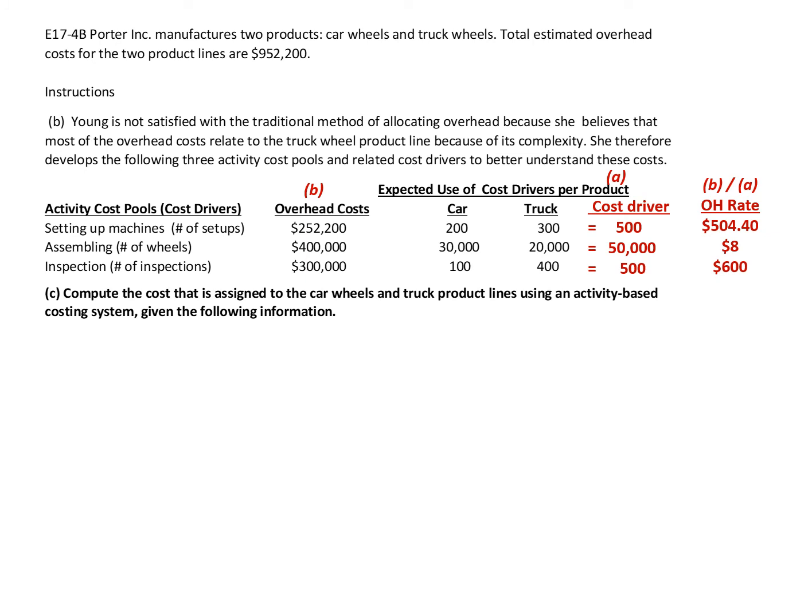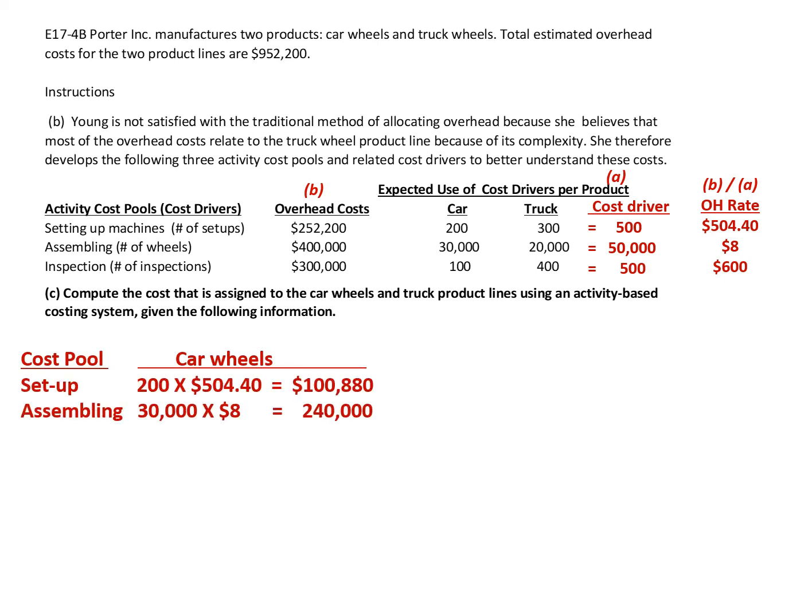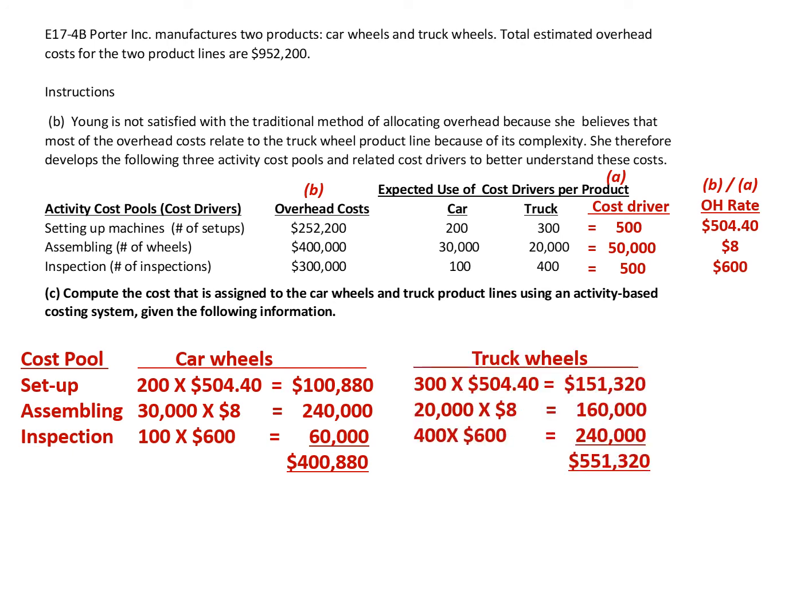All right, the next thing we need to do is assign it to our product lines using activity-based costing. We're simply going to take the expected use for the car wheels and multiply that by the overhead rate. When we add up the overhead costs that are allocated, you get $400,880. We're going to do a very similar thing for our truck wheels. If we take our expected use and multiply that by the overhead rates, we will come up with $551,321 allocated to the truck wheels.